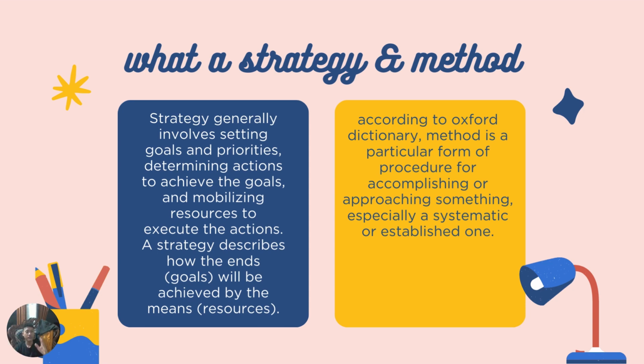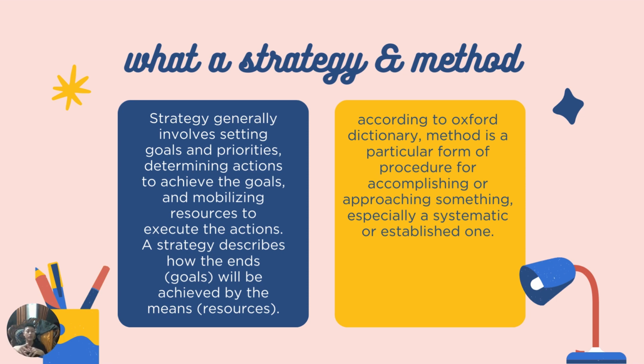Strategy generally involves setting goals and priorities, determining actions to achieve the goals, and mobilizing resources to execute the actions. Then, the strategy describes how the ends or goals will be achieved by the means, or we can call it the results. On the other hand, according to the Oxford Dictionary, a method is a particular form of procedure for accomplishing or approaching something, especially a systematic or established one.